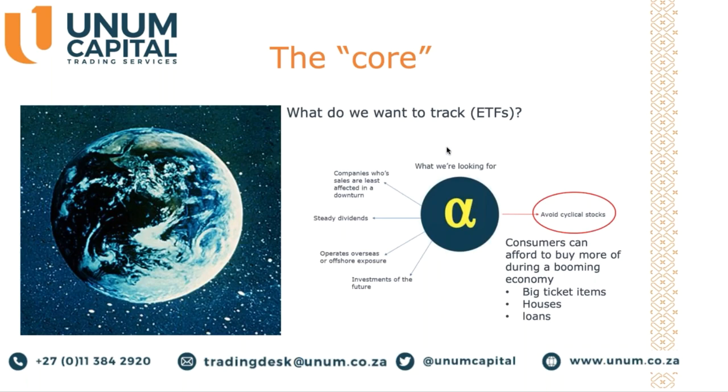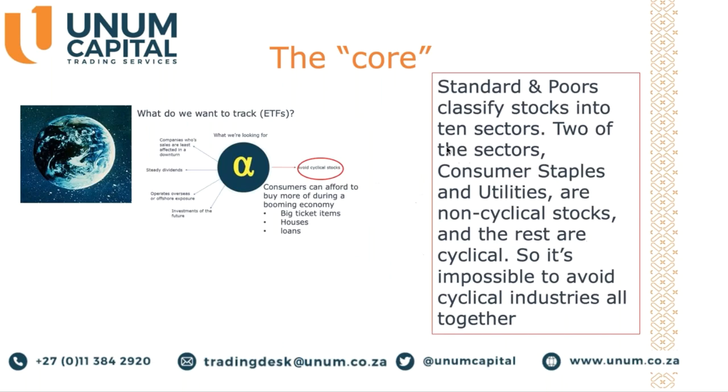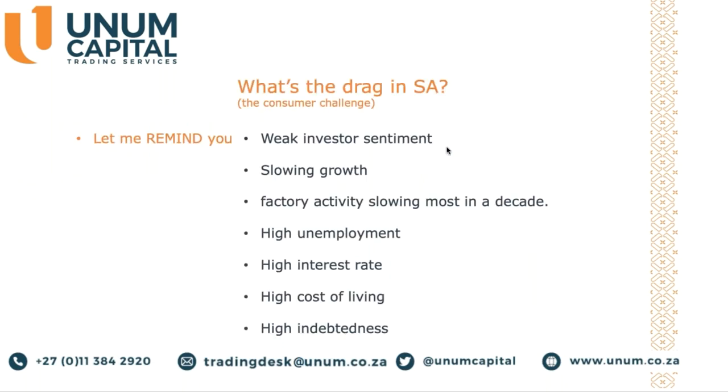There we go. I just wanted to go back to the slide. A cyclical stock is a company that sells something consumers can afford to buy more of when times are good, when the economy is growing. That's most stuff. But I'm talking about big ticket items: houses, cars, loans. Okay. So I'm going somewhere with loans. Let me just remind you: weak investor sentiment, slowing growth, factory activity slowing down, high interest rates, high cost of living, and individual South Africans are some of the most indebted in the world. That's a problem.